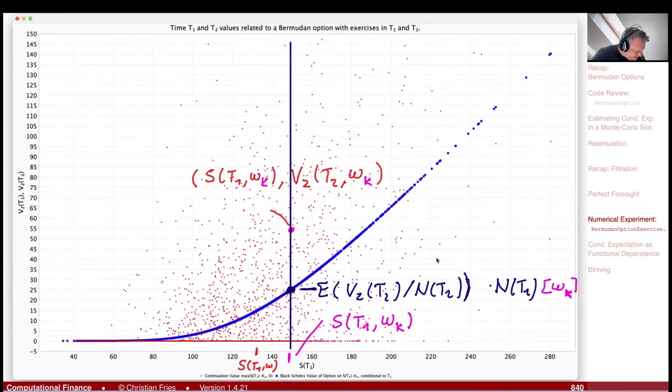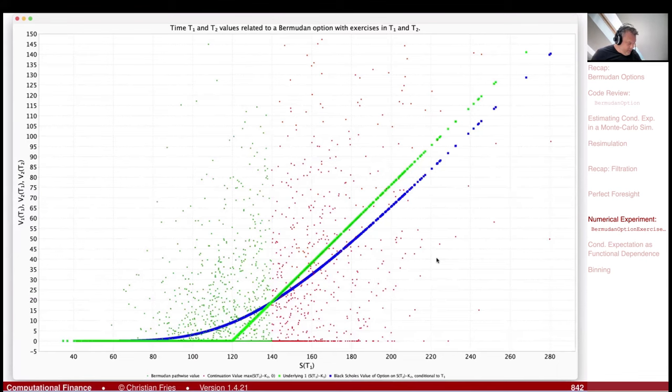So maybe let's fix this. For admissible optimal exercise, you now find there is a value of the stock that gives you the information whether you should exercise or not, because the value of the stock in time T1 has all the information that you need. It is the quantity that determines the conditional expectation, because in your Black-Scholes formula, you start at this point. And here you continue, and here you exercise.